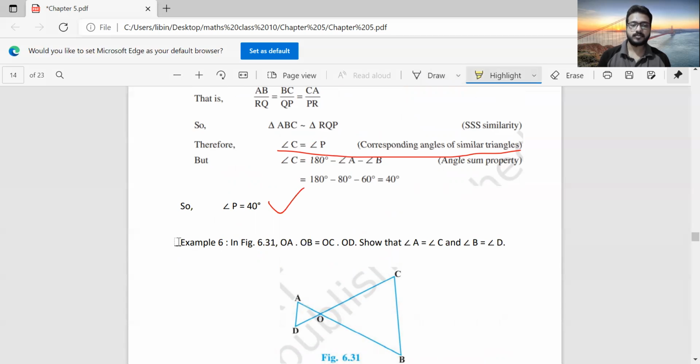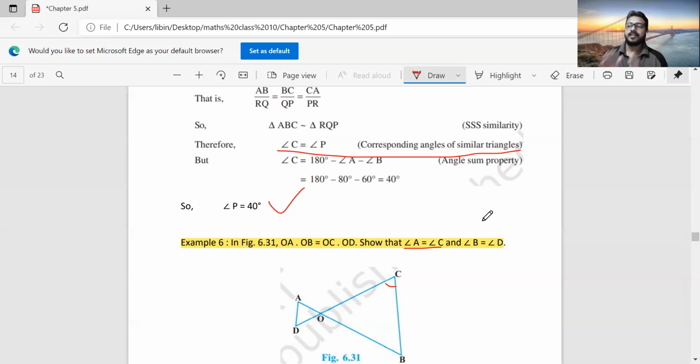In example 6, in figure 6.31, you are given the information that OA into OB is equal to OC into OD. Then we want to prove that angle A is equal to angle C, and similarly angle B should be equal to angle D. So that is what we want to prove.